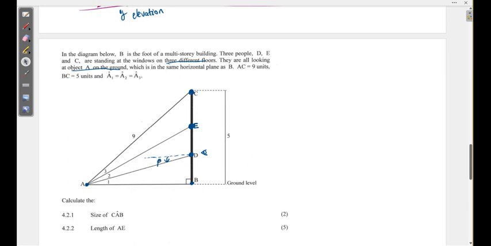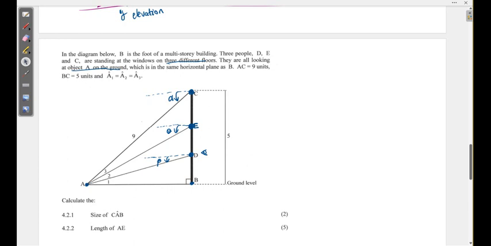Even E, the normal eyesight level is that side, but the person had to tilt the head down, so they formed another angle of depression. I'll just call it theta, so that they could see A on the ground. And then C there, the same thing: the normal eyesight level for C is like this, but they had to tilt downwards so that they could see A. So these are all the angles of depression.